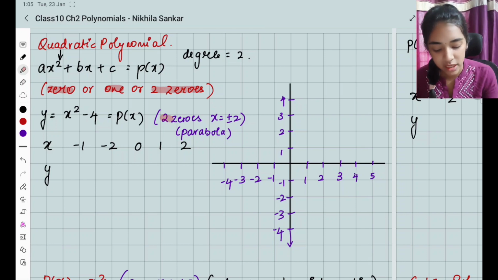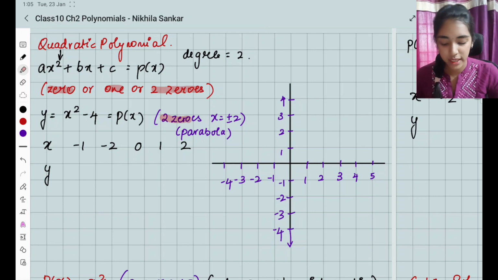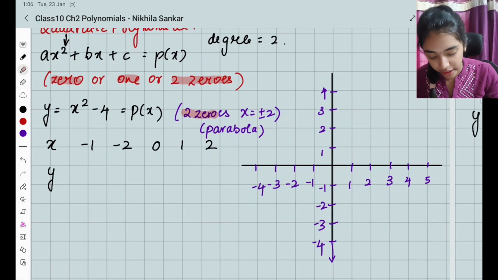So first let's see two zeros. So two zeros na enna? You have x square minus 4 equals y னு ஒரு option கொடுத்திருக்கு. To plot the graph, let's find the values of y. இப்போ y ஓட value என்ன?